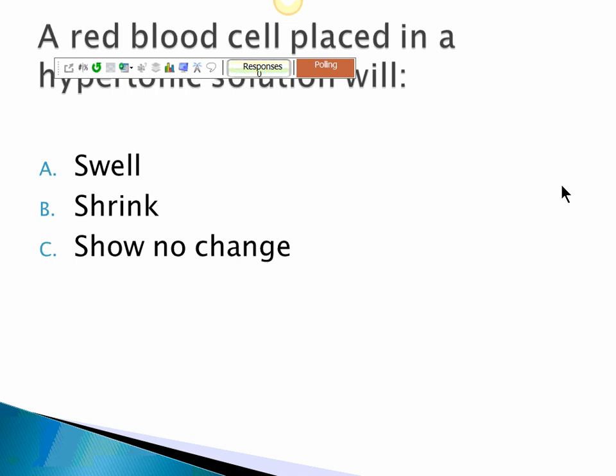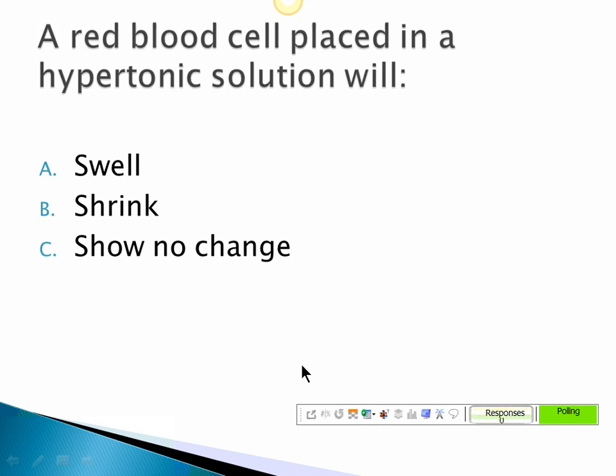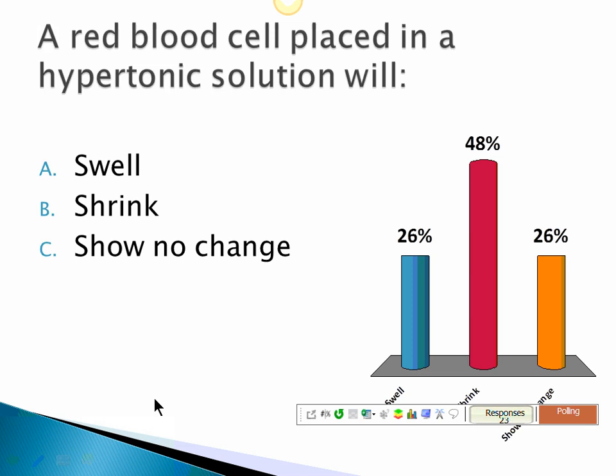Now, think of this situation. If I was to put a red blood cell in a hypertonic solution, what would happen? Okay, well, about half the class got it right. It will shrink. Remember, I'm telling you, I'm putting it in a hypertonic solution. That means that solution is hypertonic compared to the red blood cell.